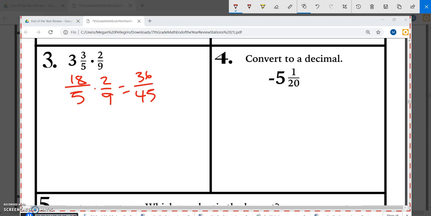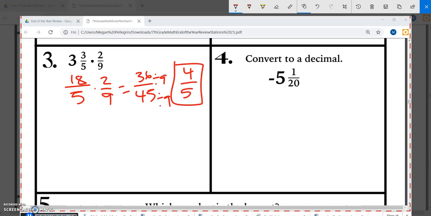Okay, so 9 will go into both of these numbers. 9 will go into 36 4 times, and 9 will go into 45 5 times. So there's my answer, 4/5.